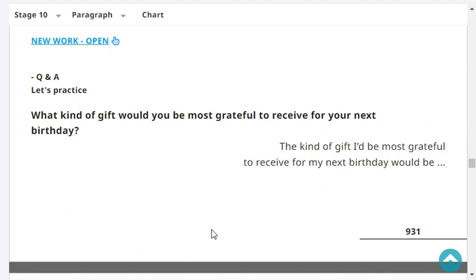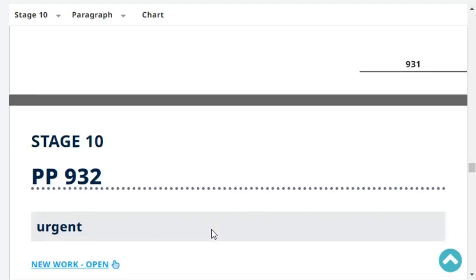What kind of gift would you be most grateful to receive for your next birthday? I'd be most... one more. The kind of gift I am most grateful to receive for my next birthday would be a handbag. Oh, an expensive one.